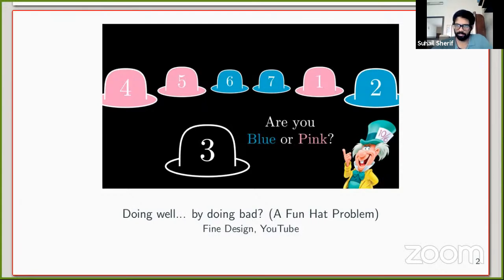And this Mad Hatter on the bottom right is asking player 3 whether their hat is blue or pink. Obviously, player 3 doesn't really know what their hat color is, so they can't really answer it with certainty. So what is this puzzle about? Obviously, you can't answer it with certainty, so how do you want to answer it? The formal setting, I'll show you now.